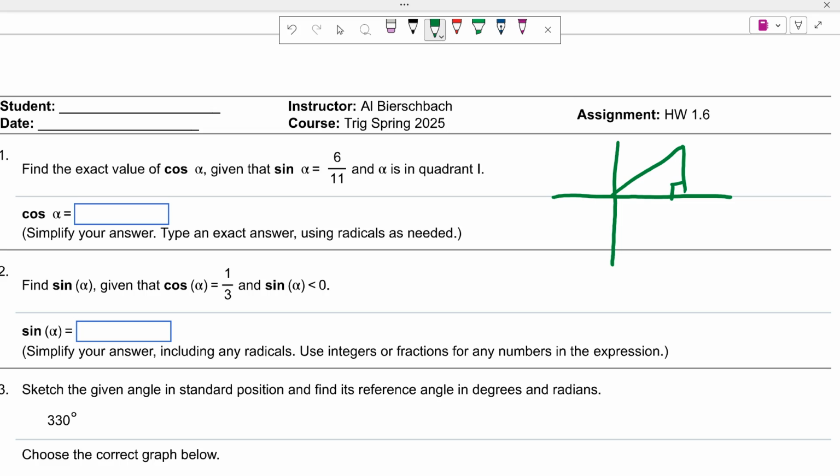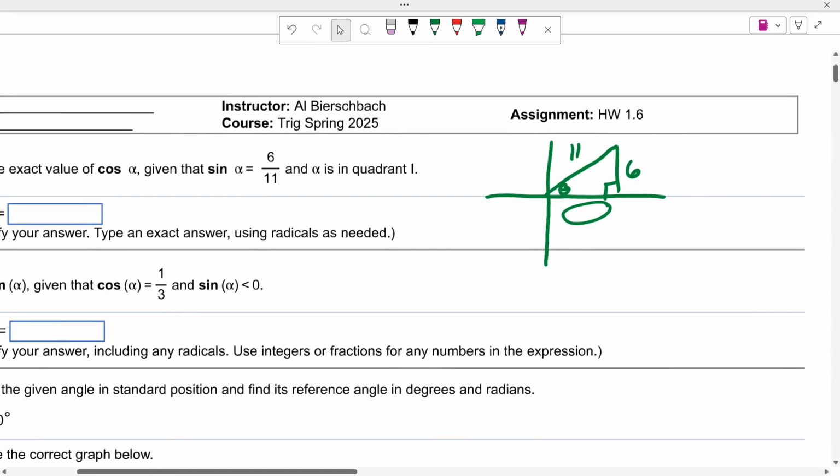Now, we're told the sine is 6/11. What two sides of the triangle do we know if we're told the sine is 6/11? The opposite and the hypotenuse is 6/11. What do we need to find the cosine? The adjacent. How can I find the adjacent side of a right triangle? Pythagorean theorem.